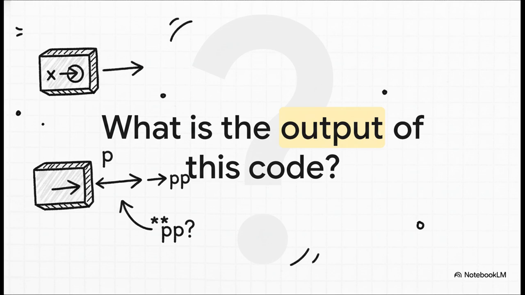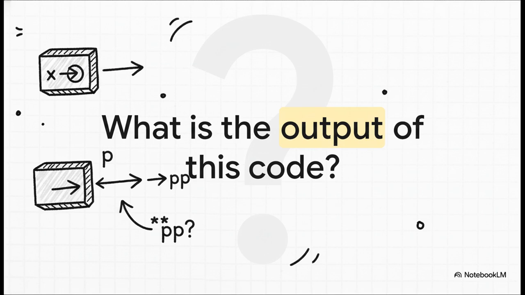So, first line, int x equals 4. Got it? Next, int *p equals &x. So p is pointing to x. Now look at this new one, int **pp equals &p. See the two asterisks? This is a pointer to a pointer. All it means is that pp is a variable that stores the address of p.